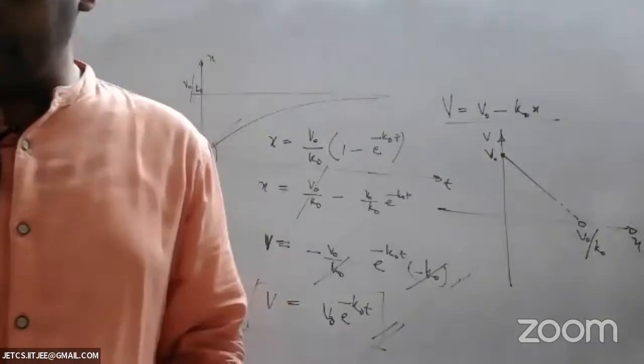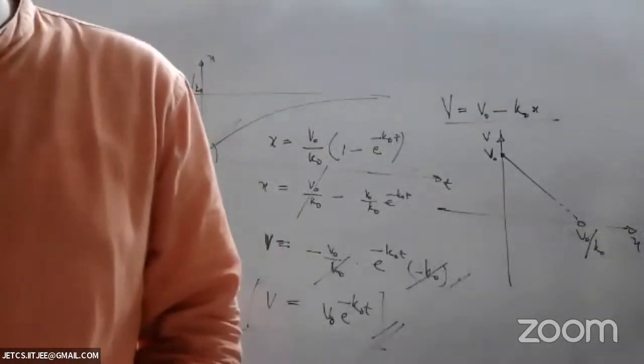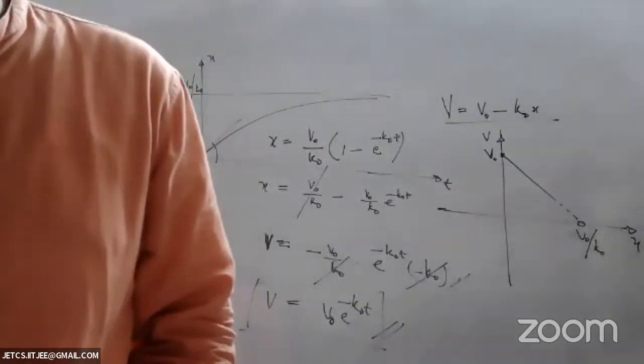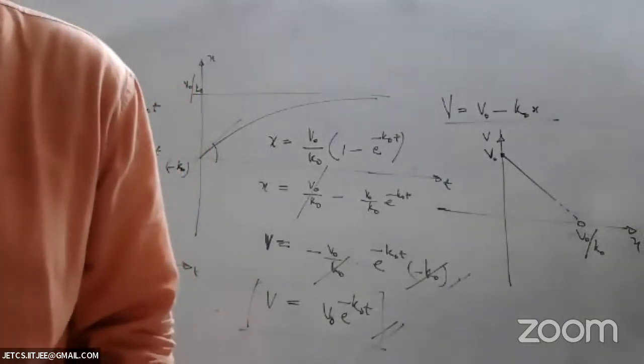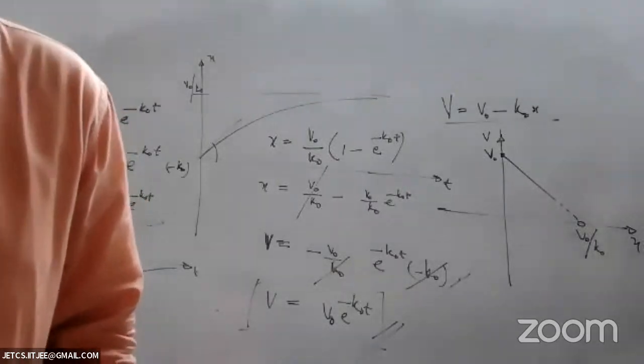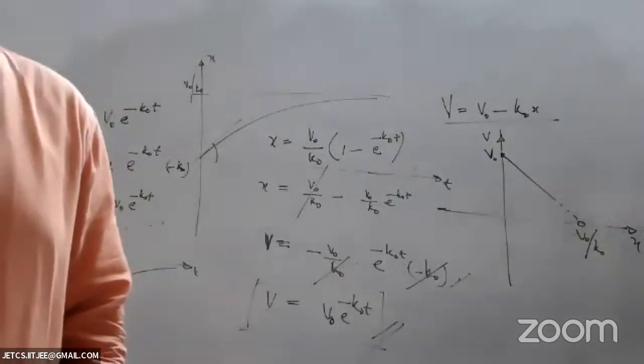Okay, go for the third question now. For a particle moving along the x-axis, acceleration is given as a is equal to x. Find the position as a function of time. For t equal to 0, x is equal to 1, and v is equal to 1.